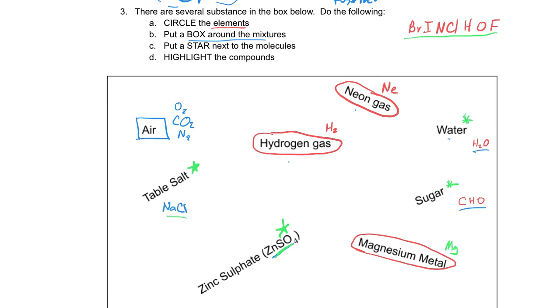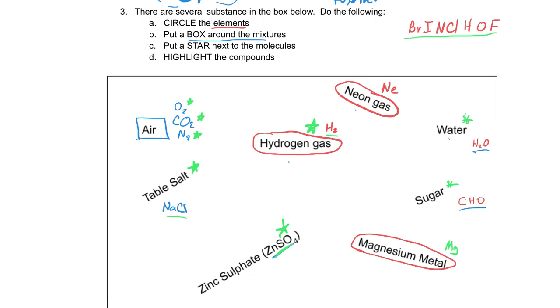Water is also a molecule because it's H2O. Neon is not. That's not one of our diatomics, so neon is just one single atom. You'll have a lot of them there, but they're not bonded together. And then, of course, hydrogen gas is a molecule because that is one of our diatomic molecules. Now, each of the things in air, each of those would be considered a molecule. Air itself isn't really, but it is made up of molecules. So up to you whether you want to mark those or not. Doesn't matter. All right, the last thing is it wants us to highlight the compounds.